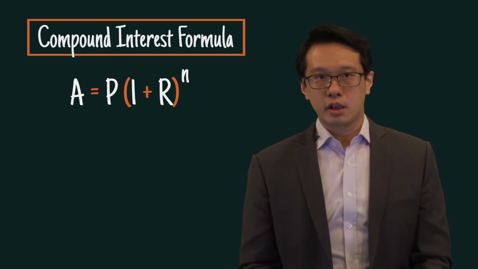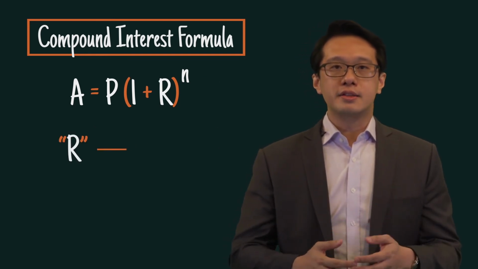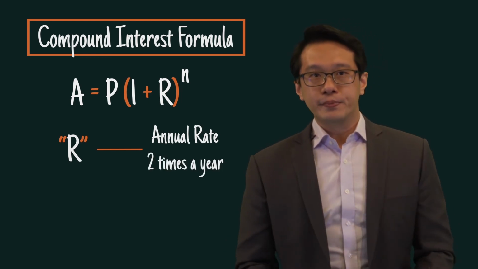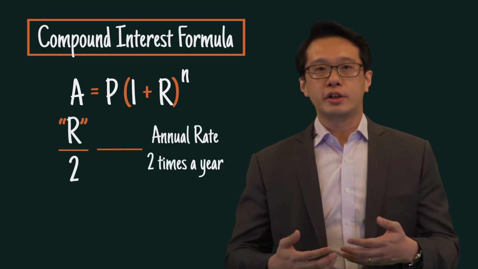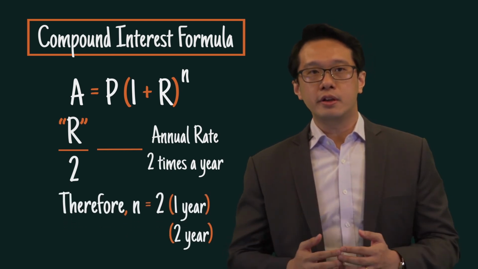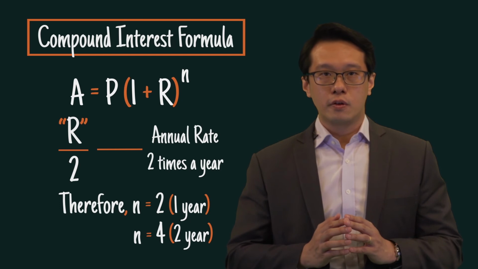If the interest rate R is an annual rate but compounded, say, 2 times a year, divide R by 2 and ensure that n is 2 times per year. In a 2-year period, n will then be 4. Look back at example 32 to get a better understanding.